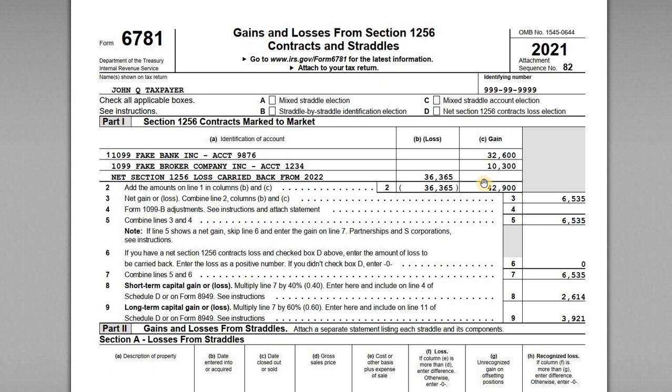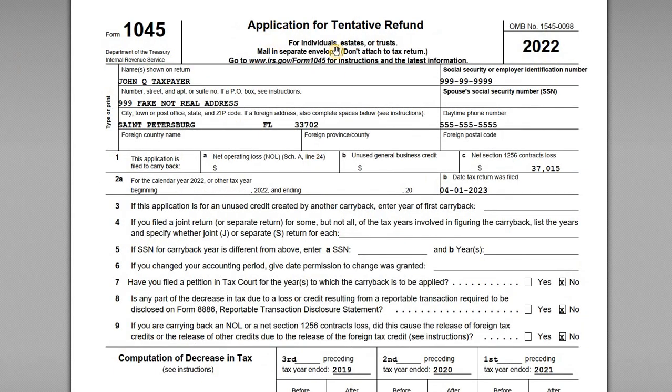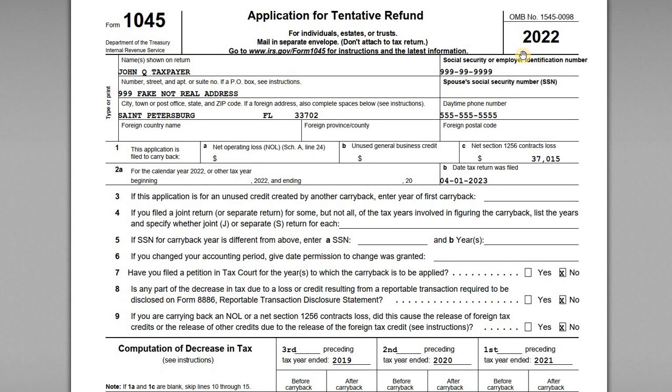So now that we've gone over the 6781s, let's look at how all of this pulls together on the 1045. So the 1045 form, again, is an application for a tentative refund. And so when we do a 1256 loss carryback, we complete the top information here. So the form year should be the year in which you incur the loss, right? So 2022 is when we had the loss, so we're using the 2022 version of the Form 1045.